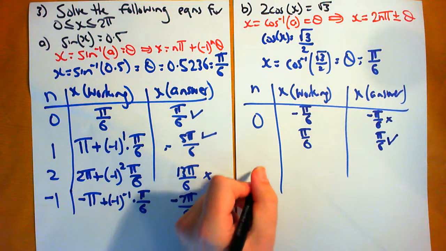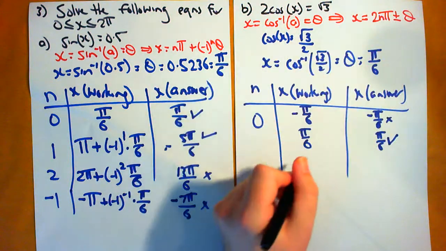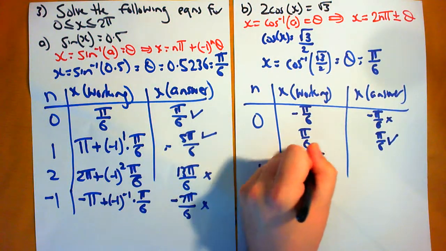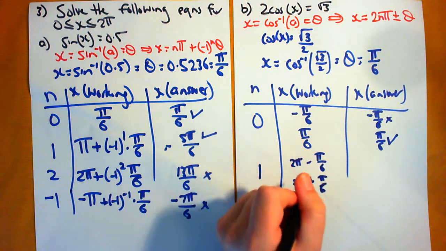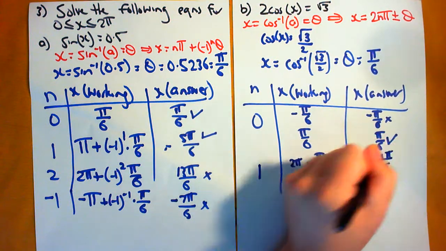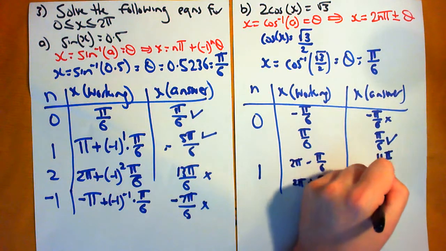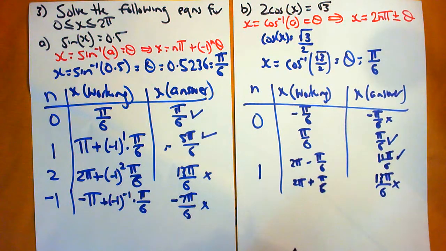Okay, and n equals 1. If n equals 1, we've got 2 times pi minus pi over 6 and 2 pi plus pi over 6. So 2 pi minus pi over 6 is 11 pi over 6, and 2 pi plus pi over 6 is 13 pi over 6. So that solution is good, but this one is too big. So our solutions there are pi over 6 and 11 pi over 6. Okay, so we've got those two sorted.